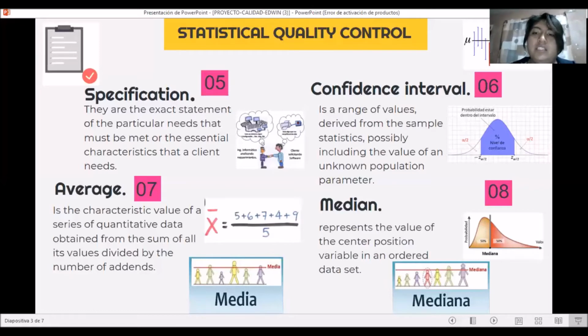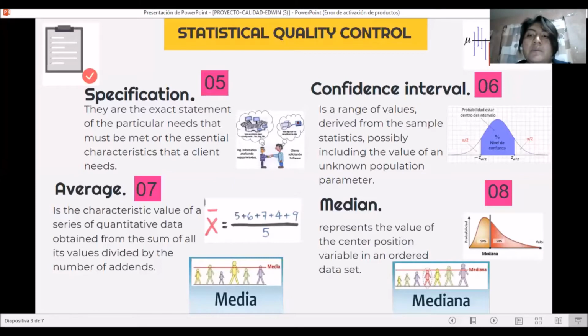The word 7 tells us about the average. It is the characteristic value of a series of quantitative data obtained from the sum of all its values divided by the number of data points. For example, a grade point average.